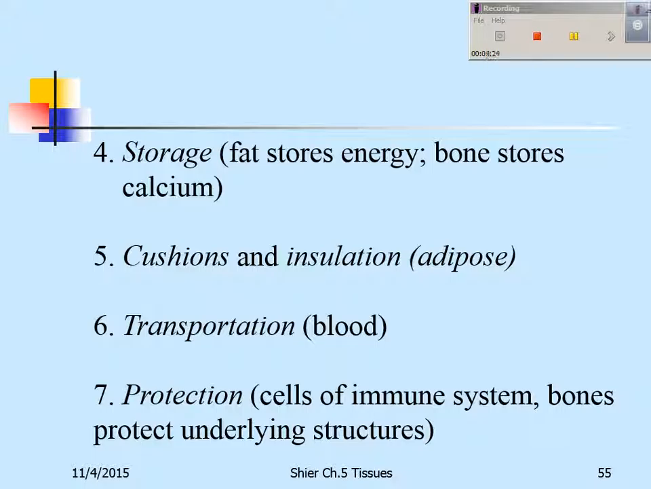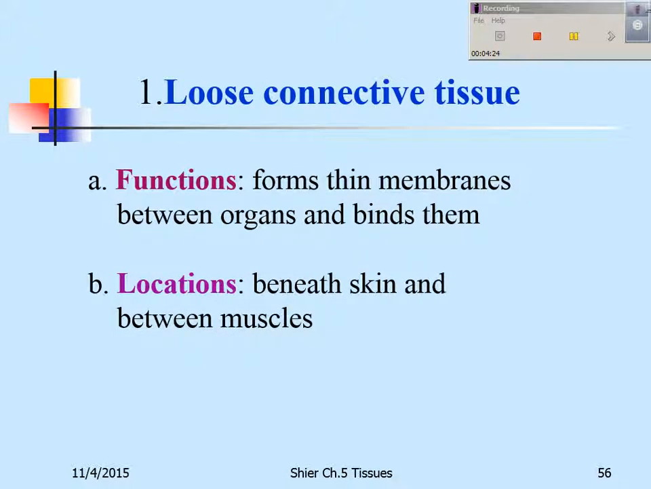Okay, so let's look at a couple of these. We'll look at all the different types of connective tissue a little bit more closely. The first one we're going to look at is loose connective tissue. Loose connective tissue's main function, like I said, is to create that mesh around the different organs to contain them in one spot and also to separate them from other organs. We find it beneath the skin and between the muscles.